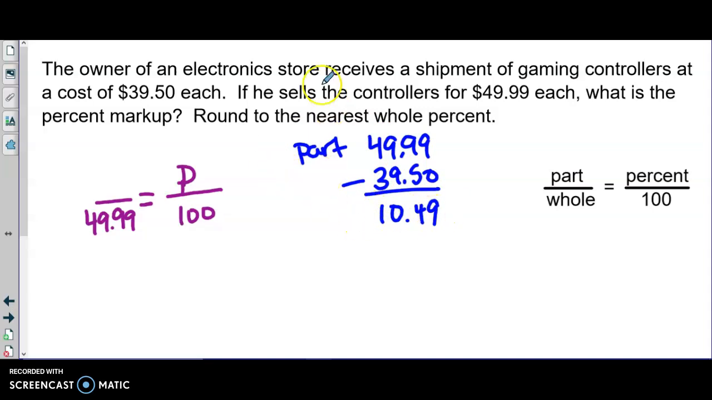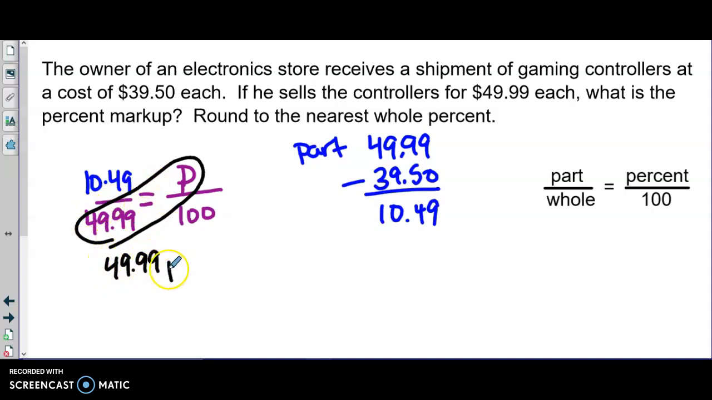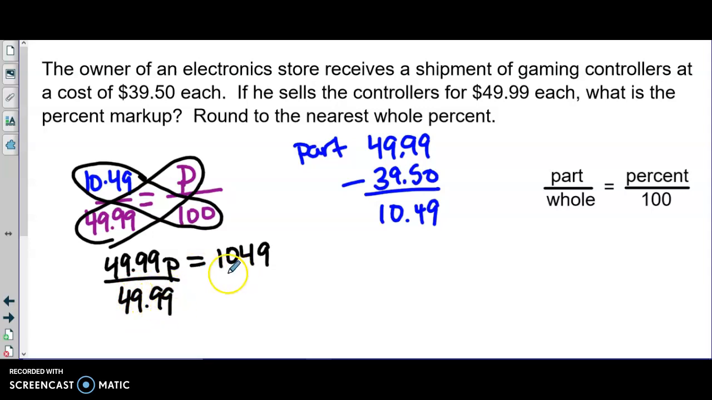So the part here, the amount that changed or the markup, is actually $10.49. So the part is tricky when you're doing a markup or markdown, so be really careful about that. You have to subtract to find the part. And then we will cross multiply. $49.99 times percent equals $10.49 times 100, which just makes it this without the decimal. We move the decimal back 2 times, or you can do that in the calculator if you didn't catch that shortcut. And then we're going to divide each side by $49.99.